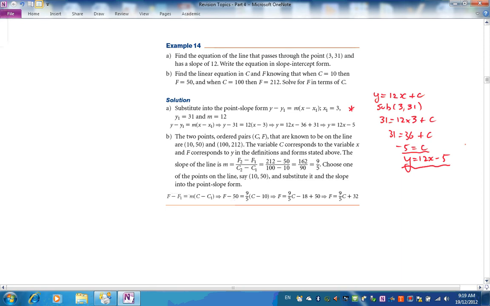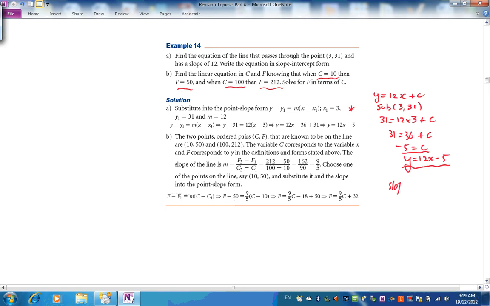Overall, though, you need to be able to do a couple of different methods. Find the linear equation given that in C and F, knowing that when C is 10, then F is 50, and when C is 100, F is 212. Solve for F in terms of C. Well, what they're doing here is saying, can you get a formula using F's and C's instead of y's and x's. So let's have a look at the slope.